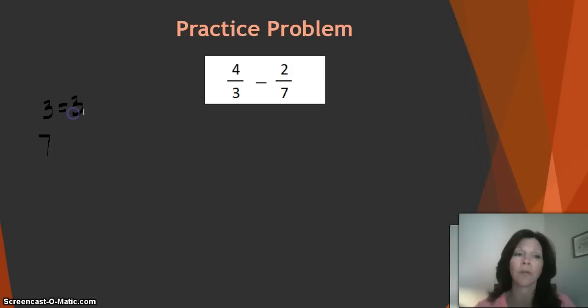3 times 1 is 3, times 2 is 6, times 3 is 9, times 4 is 12, times 5 is 15, times 6 is 18, times 7 is 21. If you skip count by 7, times 1 is 7, times 2 is 14, times 3 is 21, times 4 is 28.